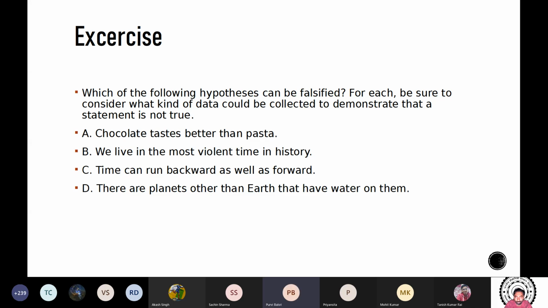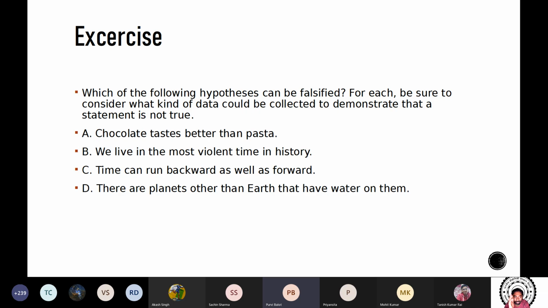So the C statement can be falsified, as one argument can be given that earlier the methods were not very efficient, and now everything is quite efficient and easy to do. So if the time ran backwards, then it should have been the reverse way. Like, earlier the things could have been done easier, and now it should have been tougher. No, here time, they literally mean time.